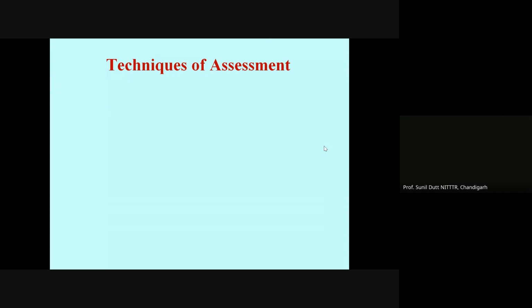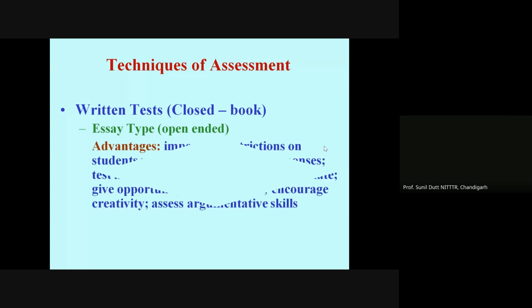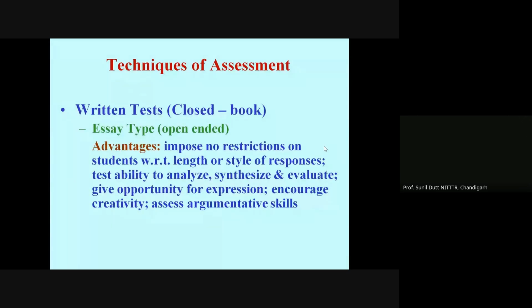Now coming to the techniques of assessment. Now there are a variety of techniques. Firstly, we'll talk about the written test, closed book. Under this we will have the essay type question, which is an open-ended question. So these measure the student's ability to analyze, synthesize, and evaluate student performance.